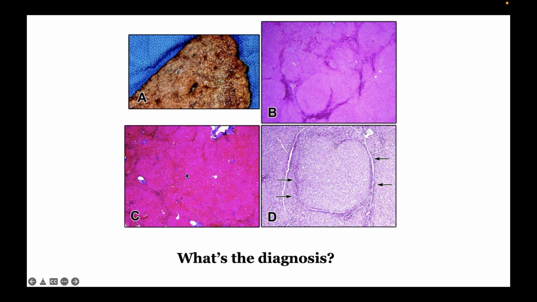And then on C, this is the trichrome stain. And you know, when we do a trichrome stain, we're staining for the.